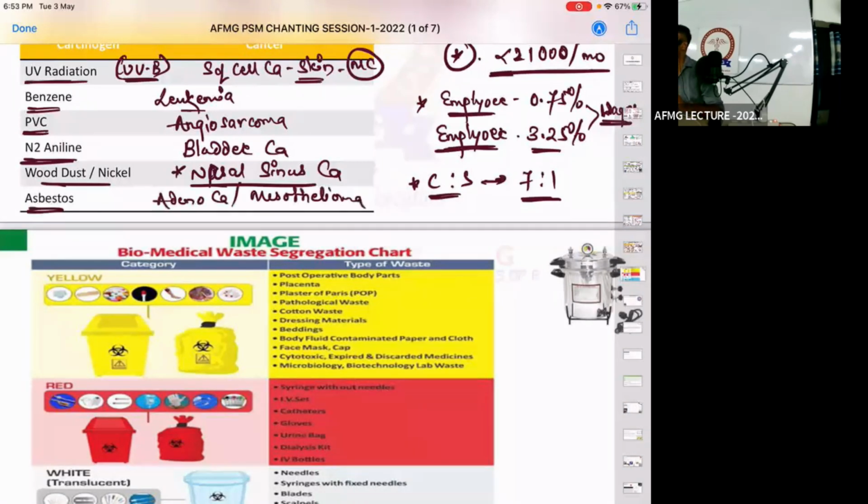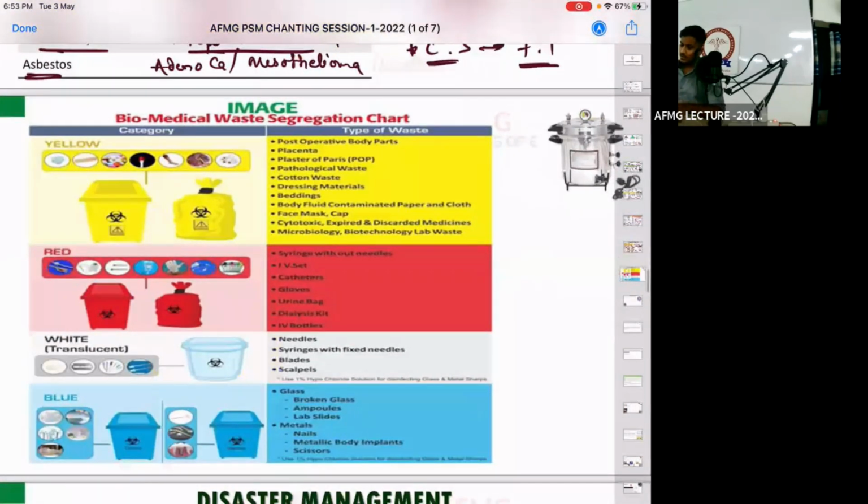Important. Aflatoxinosis causes hepatocellular carcinoma. Which industry workers? Groundnut industry workers. Everyone's favorite topic, one question in every exam, maybe two at times, is biomedical waste management or biomedical waste segregation. It comes under which act? Environment Protection Act, under the Ministry of Environment and Forest.